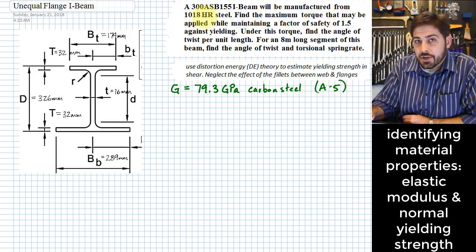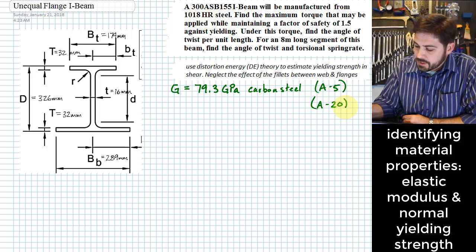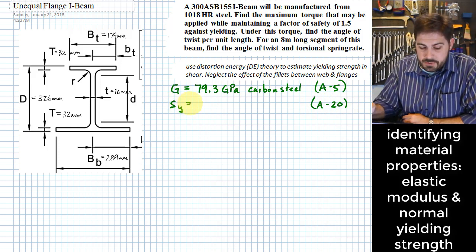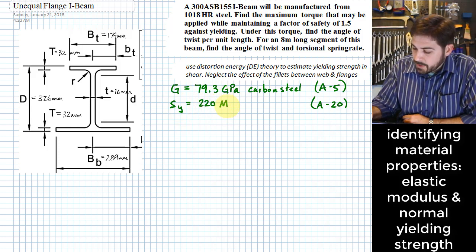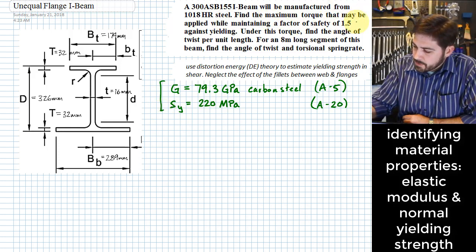Also, for 1018 hot rolled steel, we can look in table A20, and table A20 will tell us that the yielding strength for this material is going to be 220 megapascals. Okay, so those are some material properties that we are going to need for this. We'll use them here in just a minute.